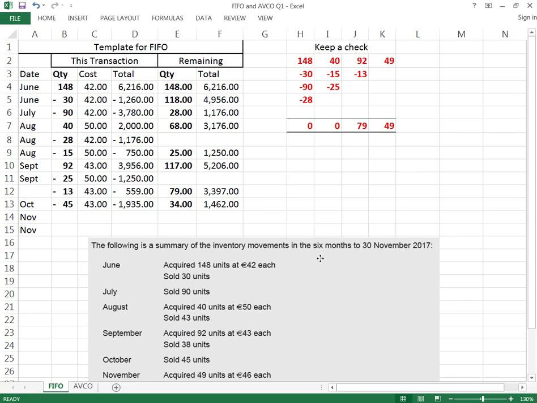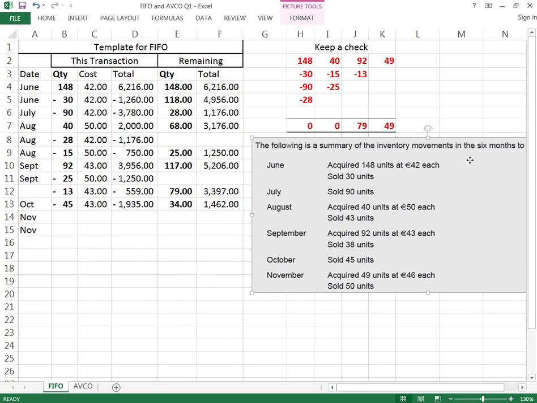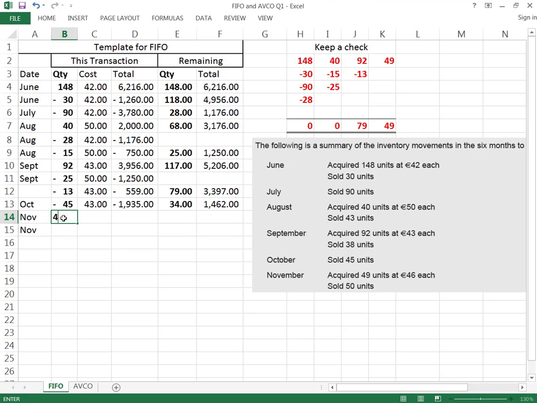What else happens in November? I'm just going to pull this over this way so we can see it a little bit better. That was our October 45. November then we purchased this final 49. Okay, those 49 cost 46 each. So now we have 34 plus 49. 34 plus 49 is 83. And those 83 have cost us 1462 plus 2254. Okay, now take off our 45 here.